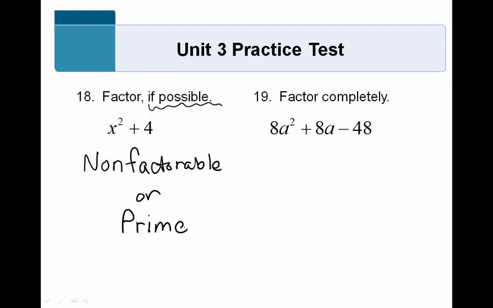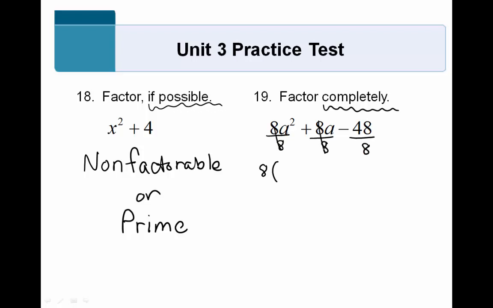Now I believe all the rest of them, all the ones where we're factoring, say factor completely. That's your clue that you may need to do more than one thing. Look for a GCF first. Factor out a GCF first. And you'll notice here, I believe you can factor an 8 out first. And this is a trinomial, so we'll probably factor out a GCF and then need to factor the trinomial.